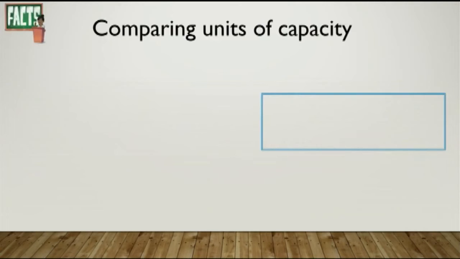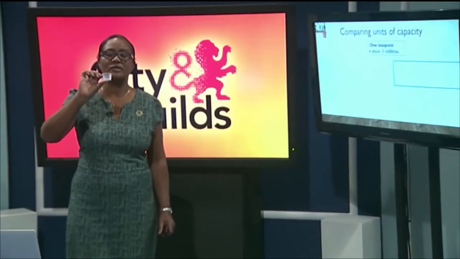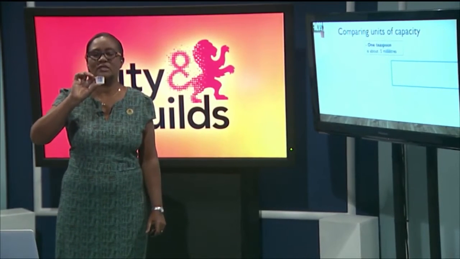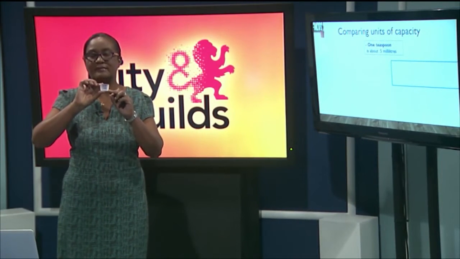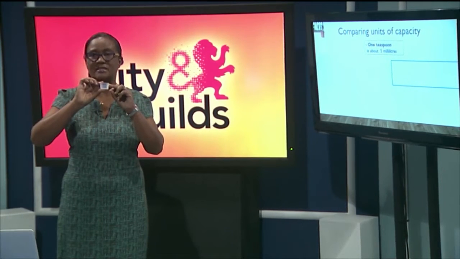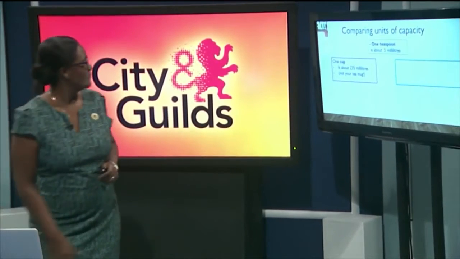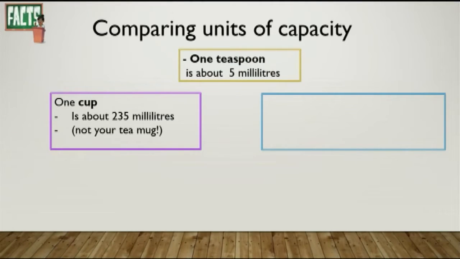All right? Let's compare some units of capacity. The teaspoon is a unit of capacity. It's about 5 milliliters. Something that you'd use to take your medicine. So if you look at this container, the bottom one is 5 milliliters, and that would be a teaspoon. 15 milliliters would be a tablespoon. 1 cup. 1 cup is about 350 milliliters. We're not talking about your big tea mug now. We are talking about the measurement unit called a cup.